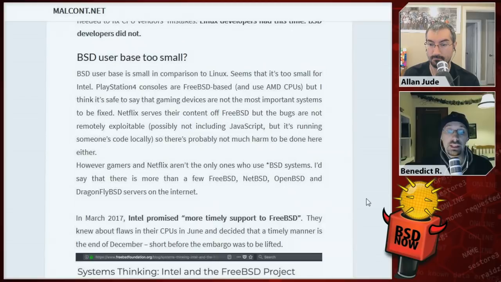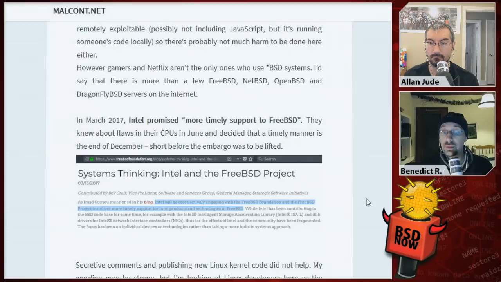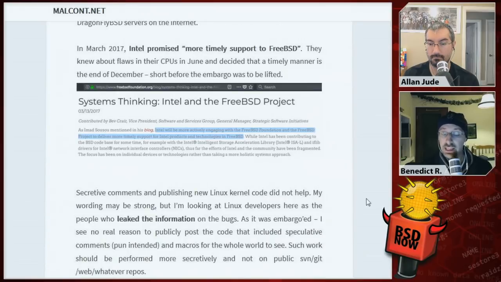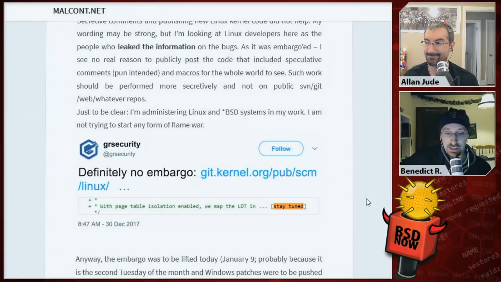"However, gamers and Netflix aren't the only ones who use BSD systems. I'd say that there are more than a few FreeBSD, NetBSD, OpenBSD, and Dragonfly BSD servers on the internet. In March 2017, Intel promised more timely support to FreeBSD. They knew about flaws in their CPUs in June and decided that timely manner is the end of December, shortly before the embargo was to be lifted." Yeah, if you see it from this... And that was only really after being pressured by other people. Yeah. So I guess Intel didn't harmfully exclude the BSDs, but still the communication could have been better.